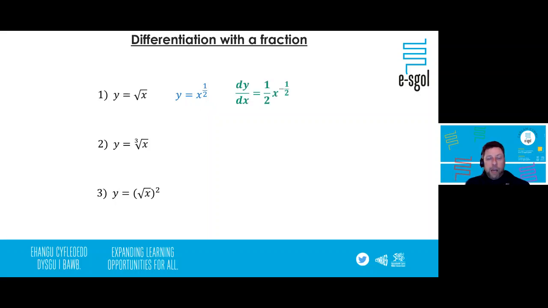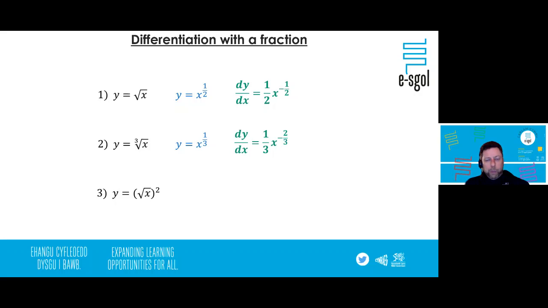dy/dx, half in front. Half times 1 is a half. Power decreases by 1, goes from half to minus a half. Now the next one, cube root, is the same as x to the power of a third. This causes some problems. I will put the answer up and then I'll explain what the problem is.